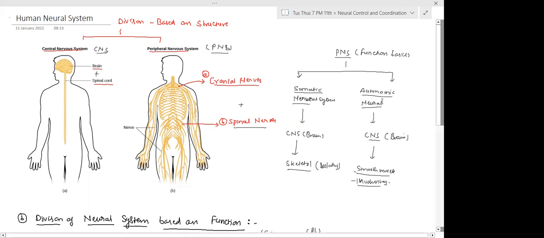Then another is the autonomic nervous system, right? It is also controlled by the brain, but it is not in our control. It is involuntary. It cannot be controlled. These basically control the smooth muscles and involuntary muscles, right?